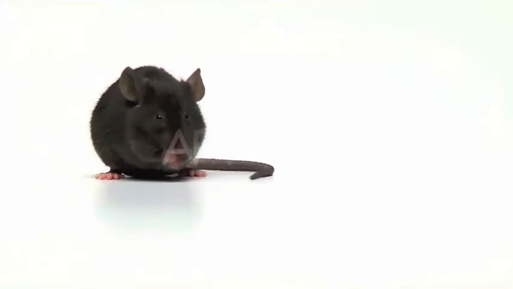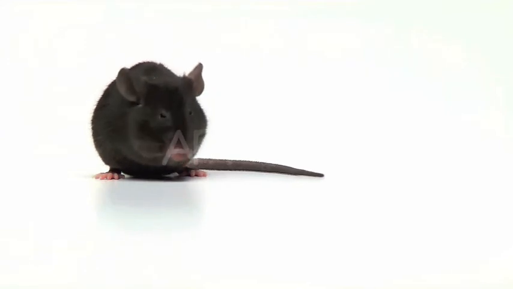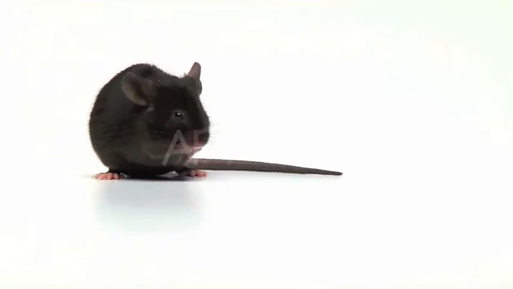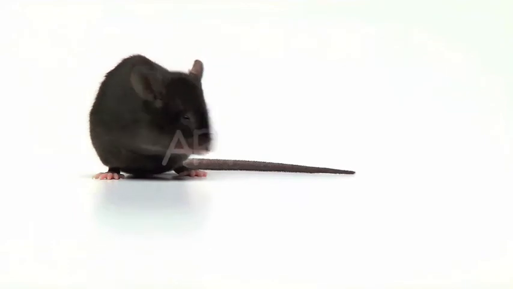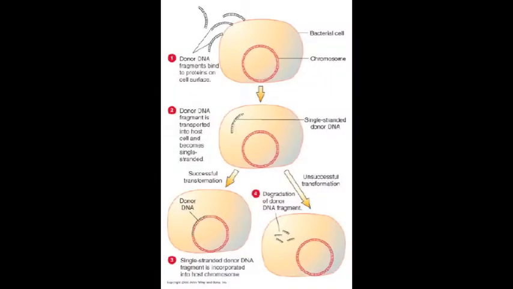Heat killed the S cells but did not destroy their hereditary material, and that material was transferred from the dead S cells to the living R cells. This is how the concept of transformation came about.